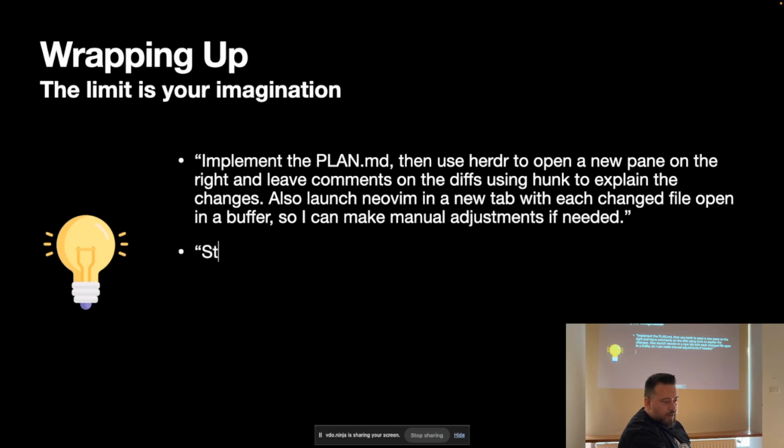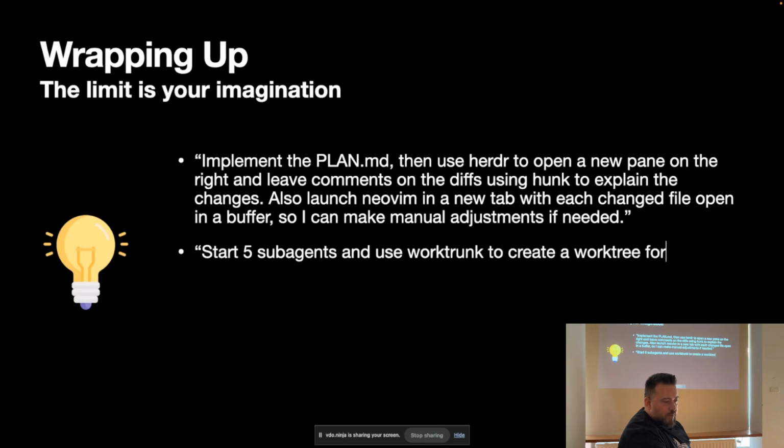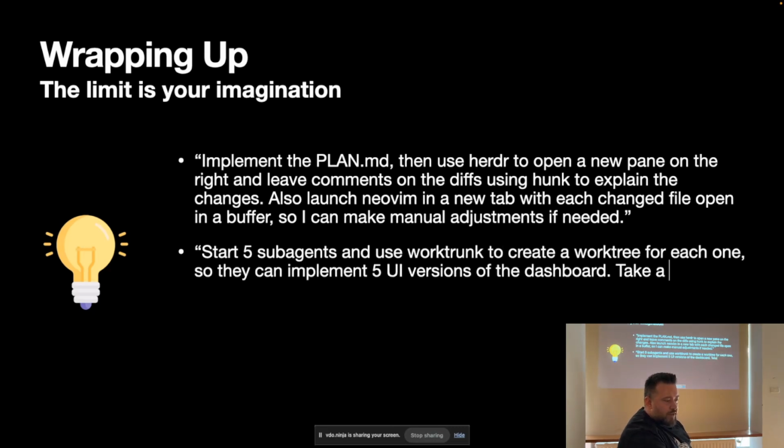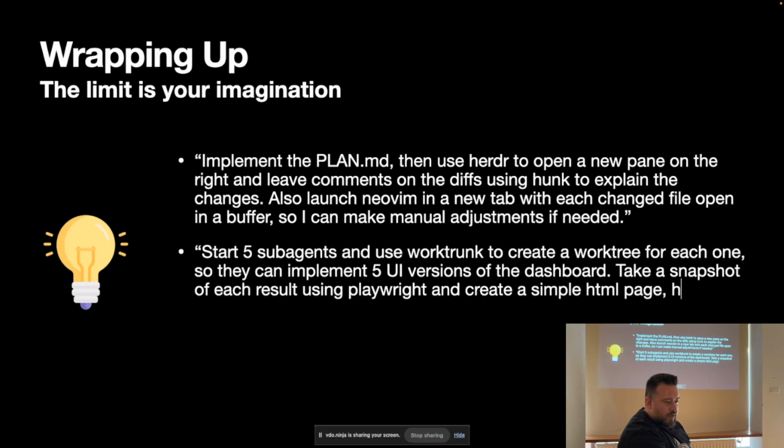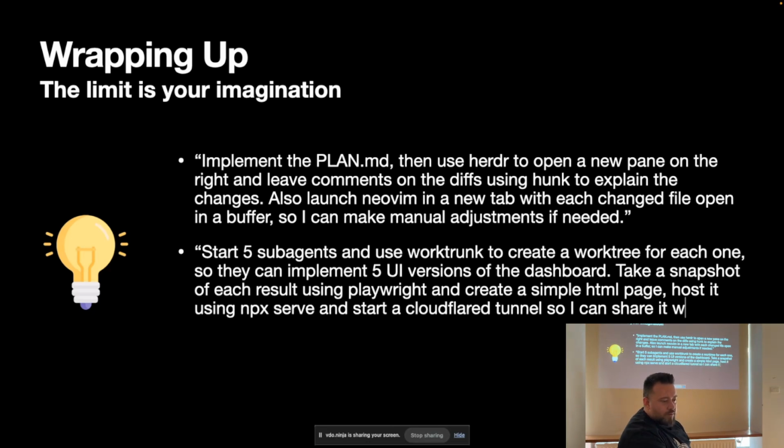And the next example would be: start 5 sub-agents and use worktrunk to create a work tree for each one, so they can implement 5 UI versions of the dashboard. Take a snapshot of each result using Playwright, create a simple HTML page, host it using npx serve, and start a Cloudflared tunnel so I can share it with my designer.